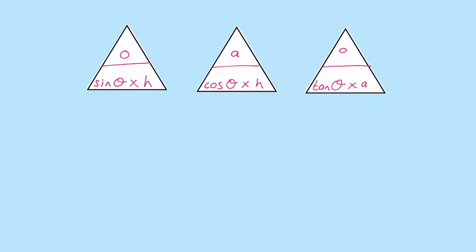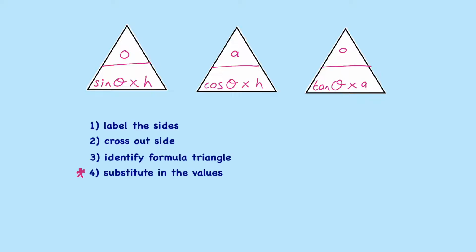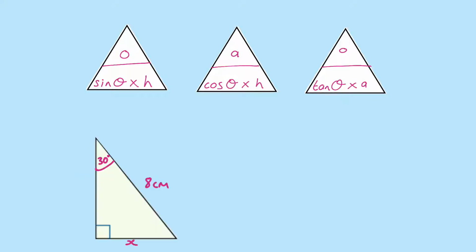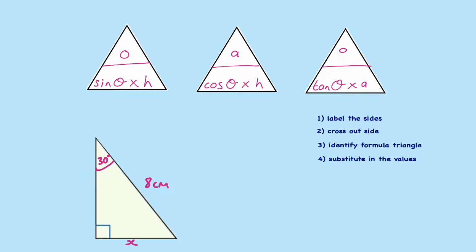And then the steps we went through in the last clip are: step 1, you label the sides. Step 2, cross out a side. Step 3, identify the formula triangle. And step 4, substitute in the values, which is what we're going to look at in this clip. So let's look at the question. So we have our steps.